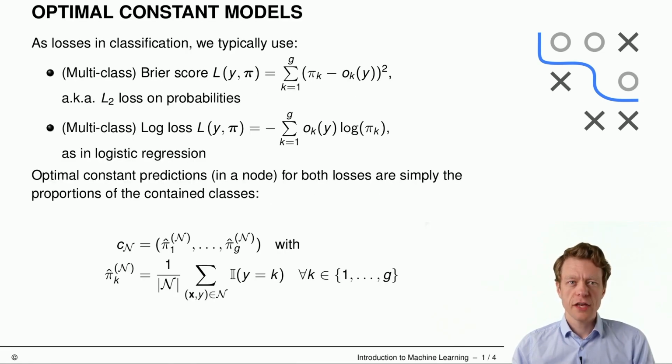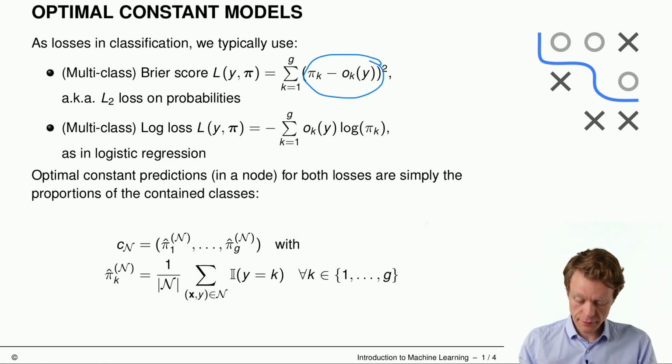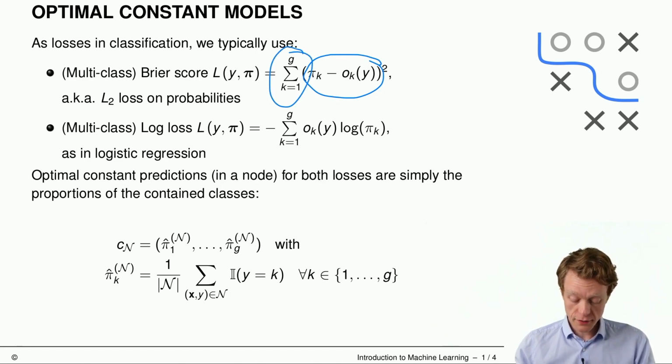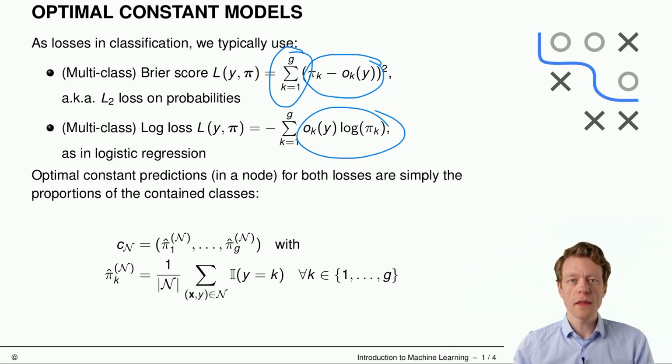As losses in classification, we typically use either the Brier score or the log loss. Here on the slide you have the multi-class versions of the Brier score, which is basically L2 loss on probabilities. So taking the difference between the probability and the 0-1 coded class, squaring that and summing it up over all classes, and the log loss, well, is the 0-1 coded class times the log of the probability, as we also use in logistic regression or in multinomial regression.